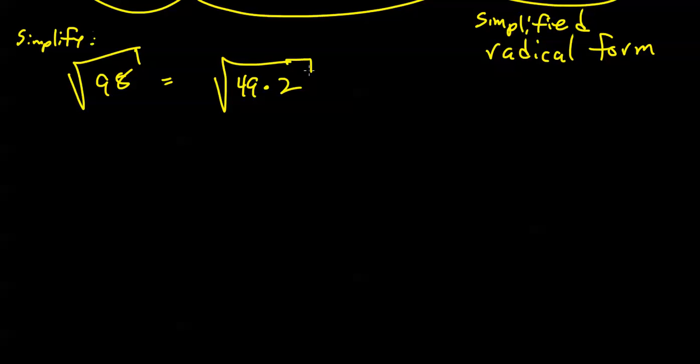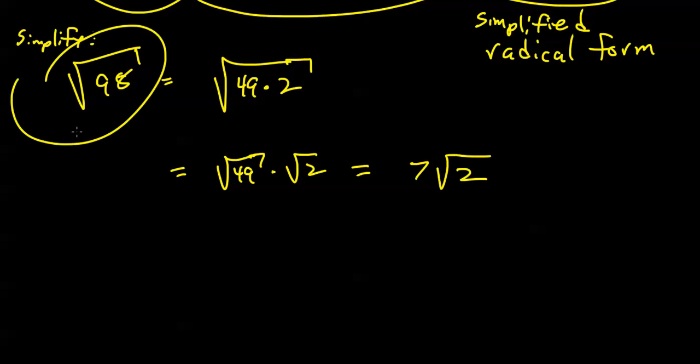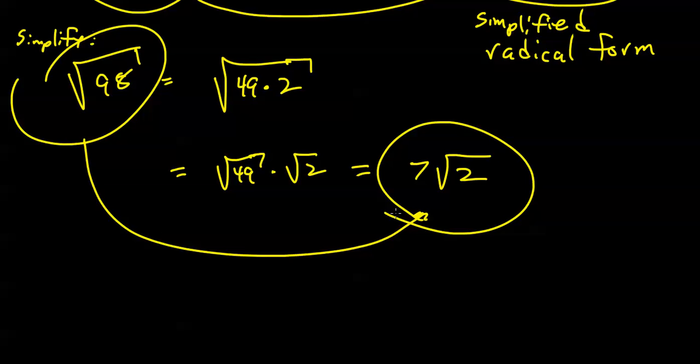All right, I can then break up this root as the square root of 49 times the square root of 2, and of course that reduces to 7 times the square root of 2. So the square root of 98 simplifies as 7 root 2, and again this is what we call simplified radical form, or sometimes called simplified root form, depending on whether you like the word radical or root better.